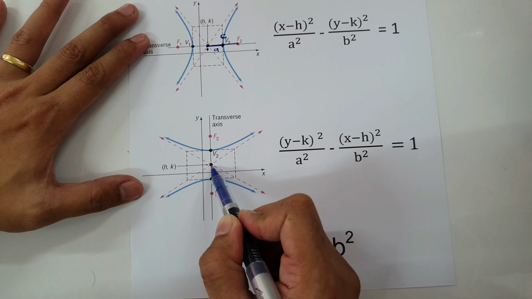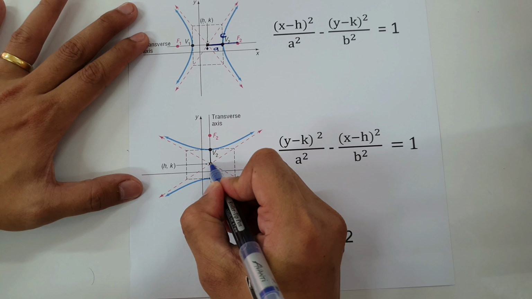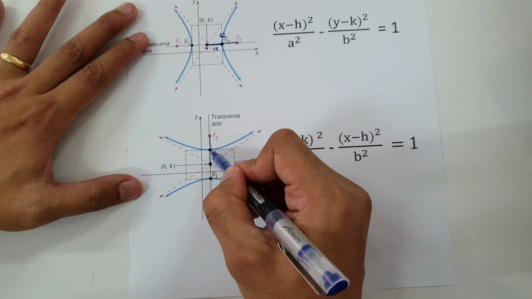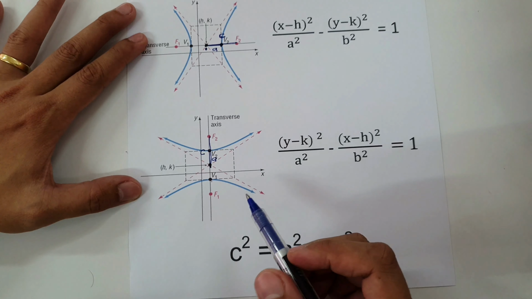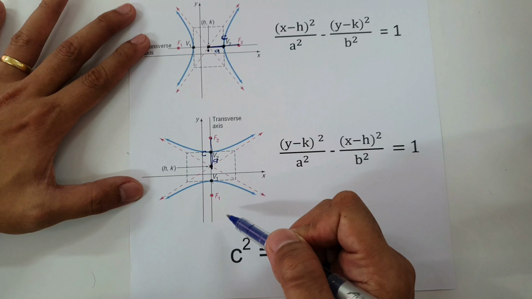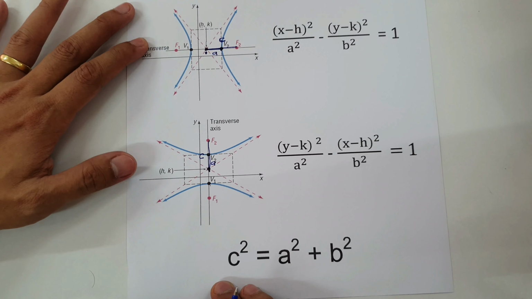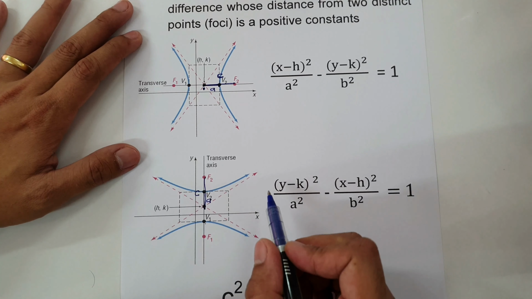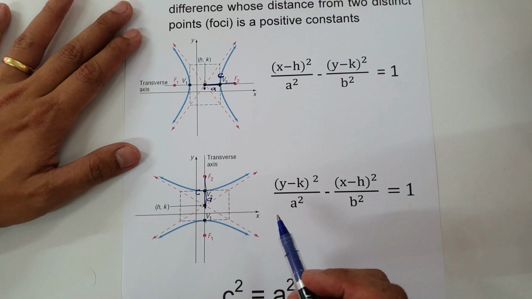And this will be our center, and this will be our vertices. The distance from the center to the vertices is always a, and this will be c, the distance from the center to the foci. Now, if our hyperbola opens upward and downward, y will be the transverse axis. Always remember, whenever we have a positive y term, the opening is upward and downward, and whenever we have a positive x term, the opening is to the right and to the left.